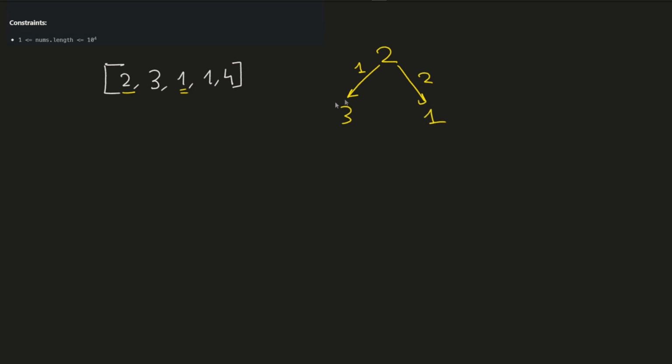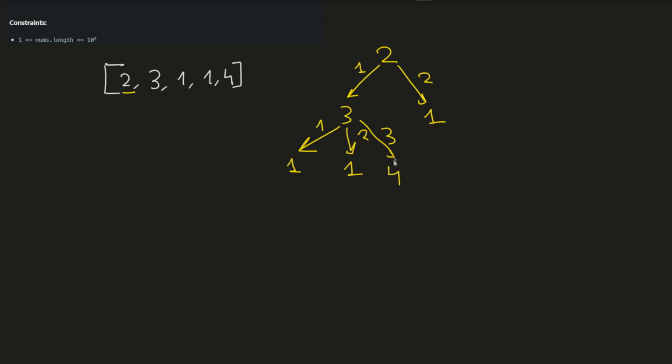Once we're at this 3 right here, we just keep expanding the tree. At 3, we can make a jump of length 1 to this 1, another jump of length 2 to the other 1, and finally another jump of length 3 to the 4. Notice how we just solved the problem, right?